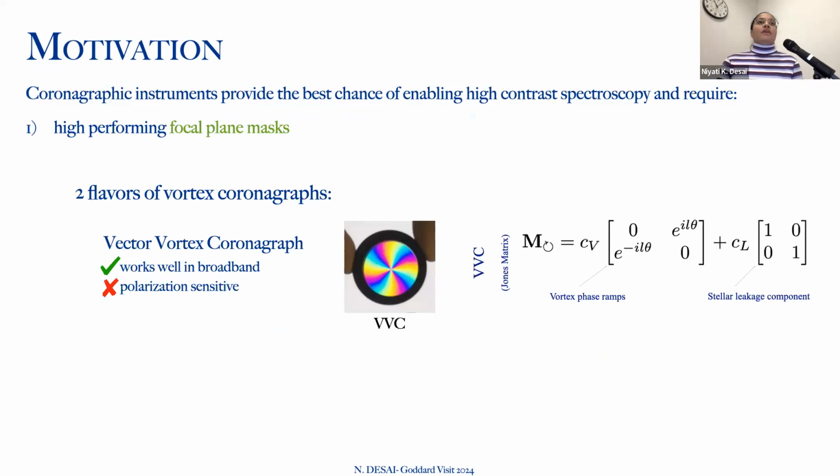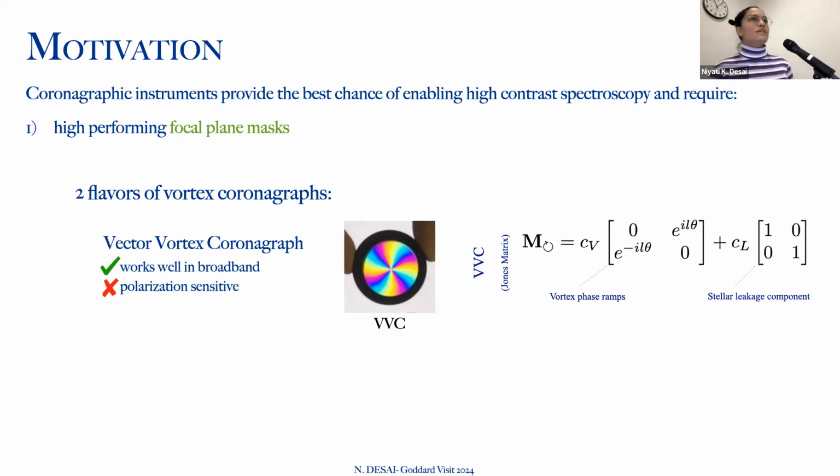For our purposes of coronagraphy, the first thing that I'm really exploring that we need in order to reach these high contrast targets is high-performing focal plane masks. And I mentioned I'm going to be talking about vortex coronagraphs, and today I'll be discussing 2 different flavors. The first one you might have heard of more commonly, it's the vector vortex coronagraph. And the idea is that when you have this vortex coronagraph in your focal plane, the light that passes through it gets a phase ramp imprinted on it that looks like a spiral.